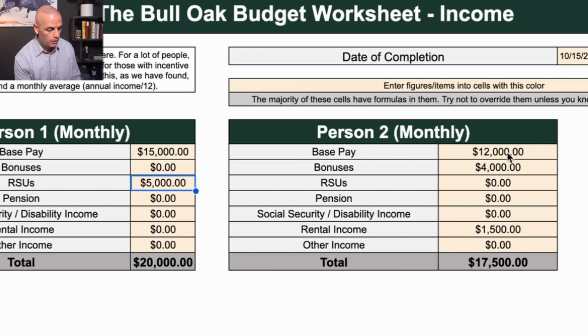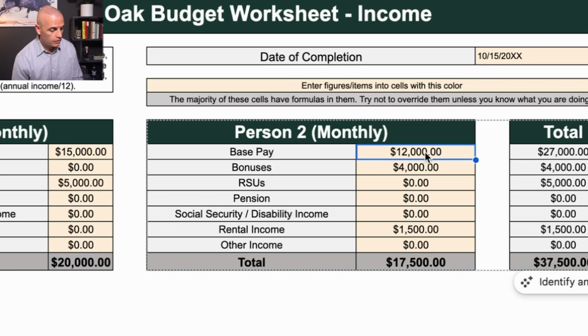And the same goes for person number 2, $12,000 per month, $4,000 in bonuses. Again, nobody receives bonuses every month. It's pretty rare that really occurs. But if it's annualized, obviously just divide by 12. And then the last one is we assume that the couple has a rental property, and we assume $1,500 per month is going to be coming to them in rental income.